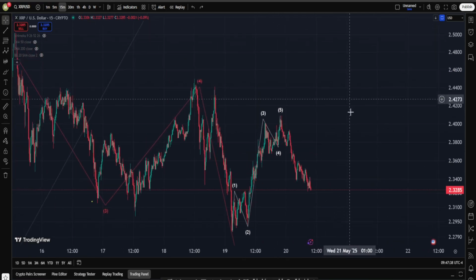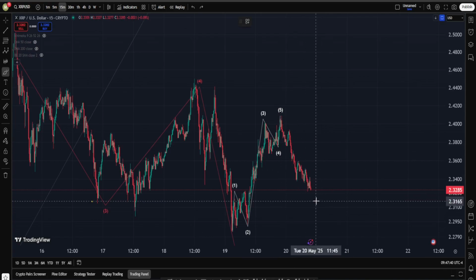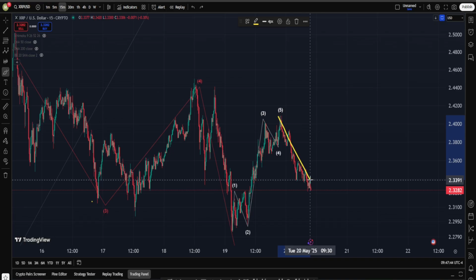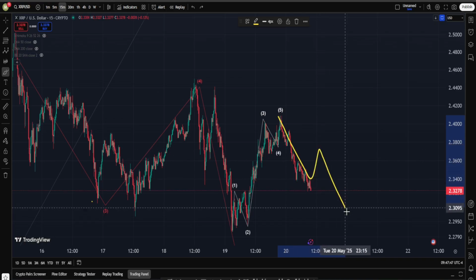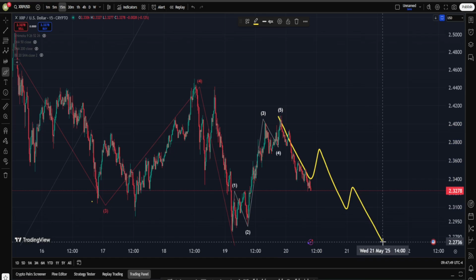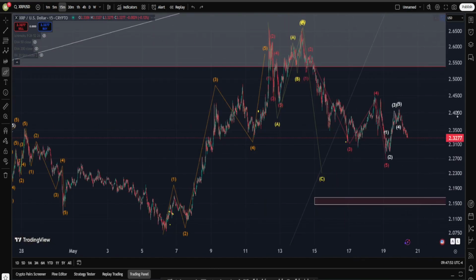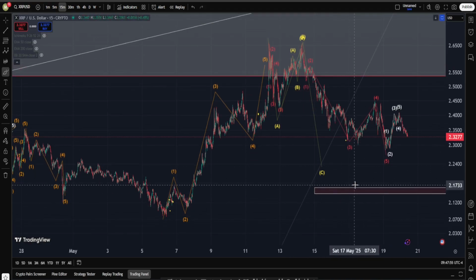On the other hand, if we see a continuation of this move down, and for example, sure, this is 5 wave down, but this time into a wave 1 correction for 2, and then we're going to have another move down into wave 3 for 5, that is not going to be an optimistic sign. And at that point, I think we may actually go all the way down here to about $2.2, $2.1. Is that going to be such a bad sign?